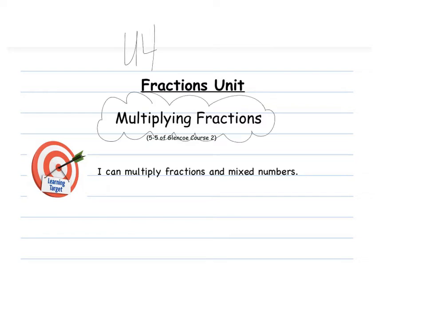Multiplying fractions is our lesson for this video. I'm going to try to keep this one short to make up for the long video that you had to watch for the adding and subtracting mixed numbers from the other day.